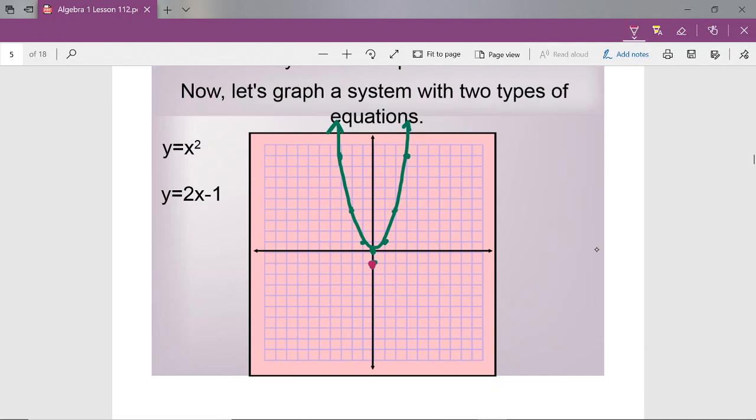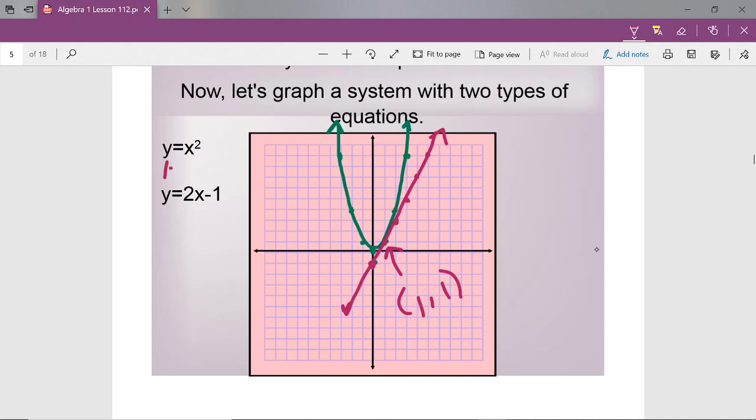So here we go. Up 2 over 1, up 2 over 1, up 2 over 1. All right, and here is our line. As you notice, this one doesn't cross through the parabola, it just touches the parabola, just in one point. So it looks like our only solution to this is at 1, 1. And we can plug it in.